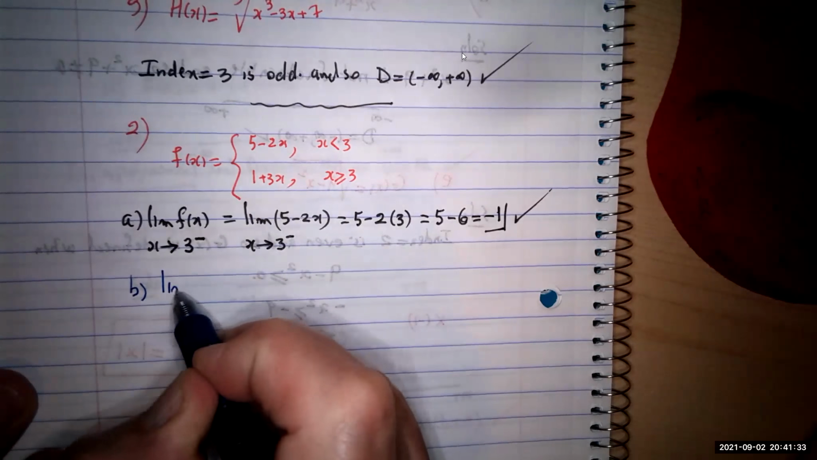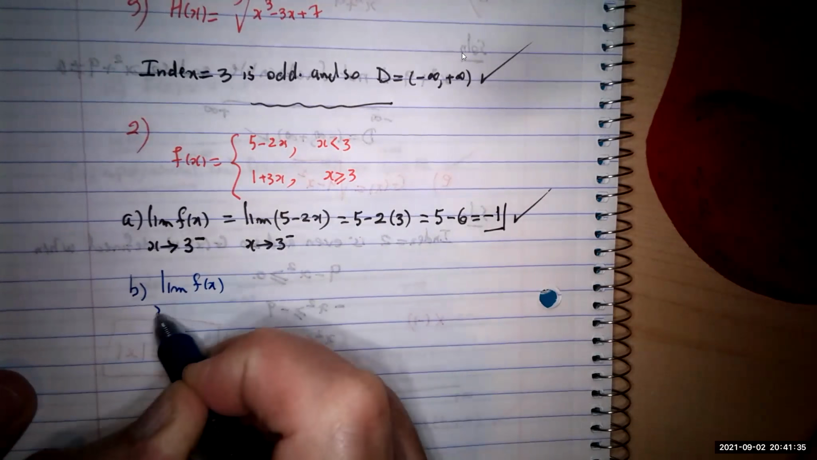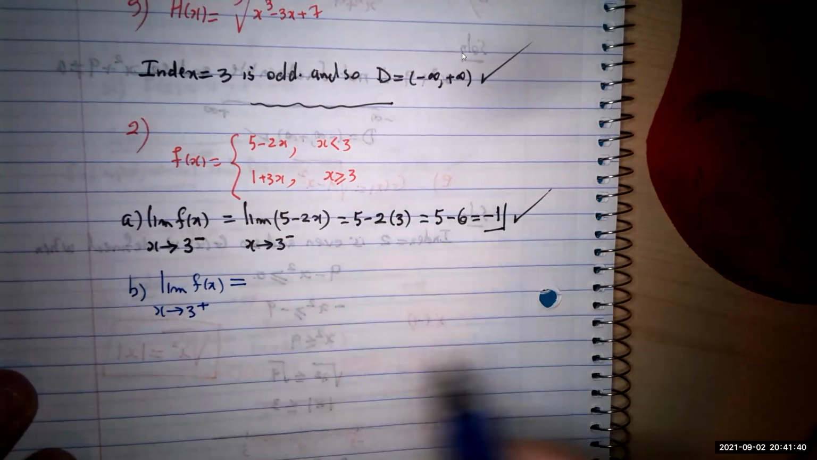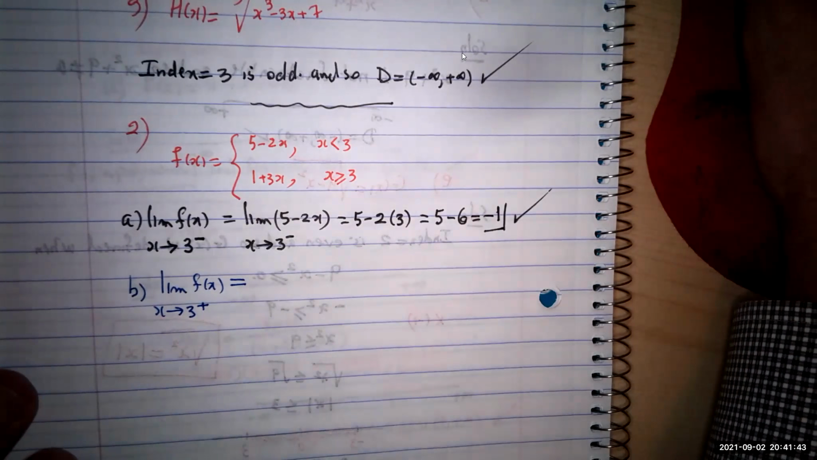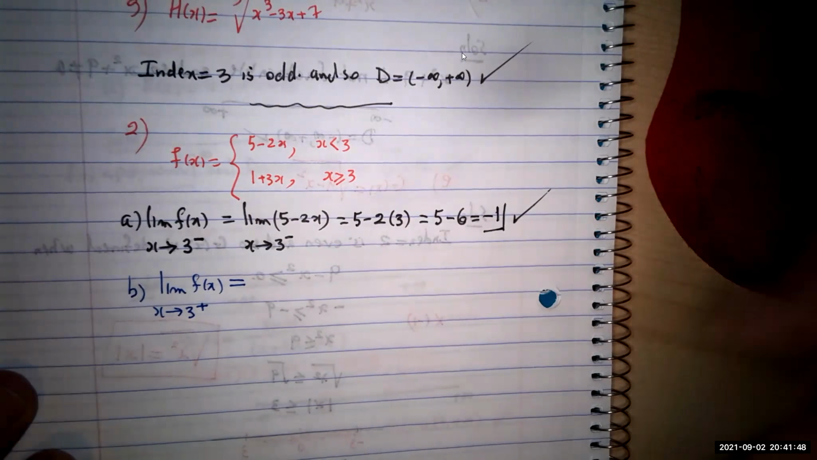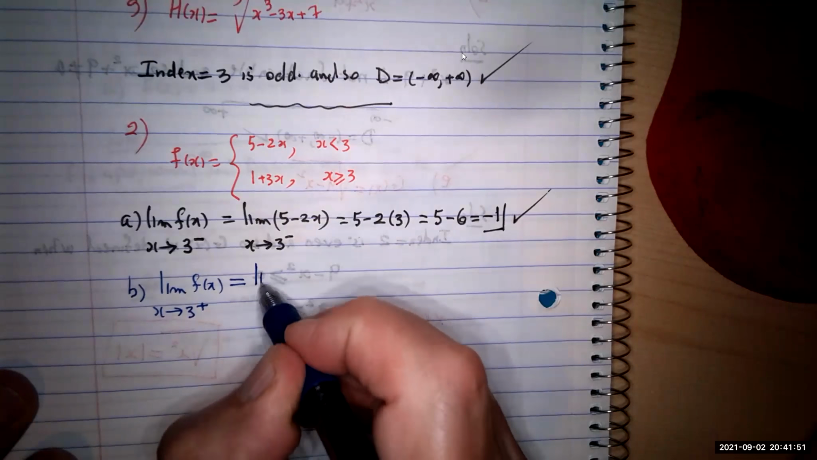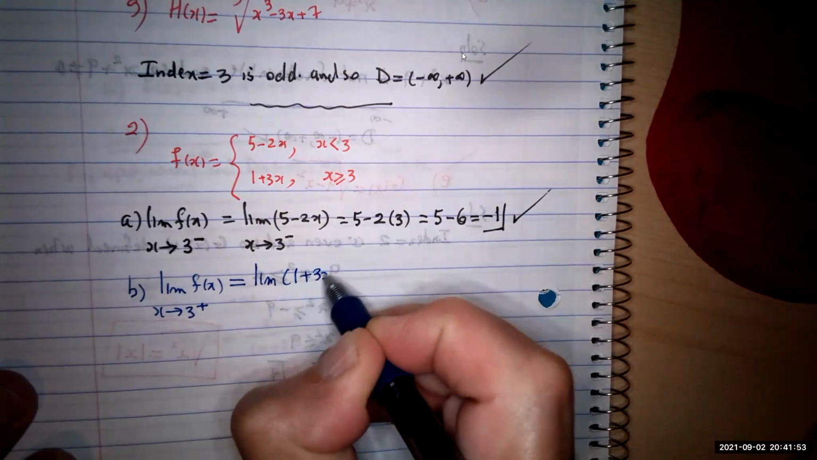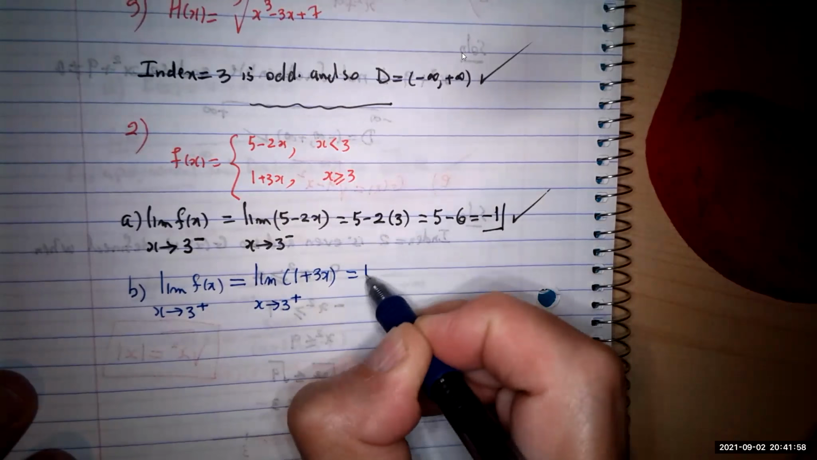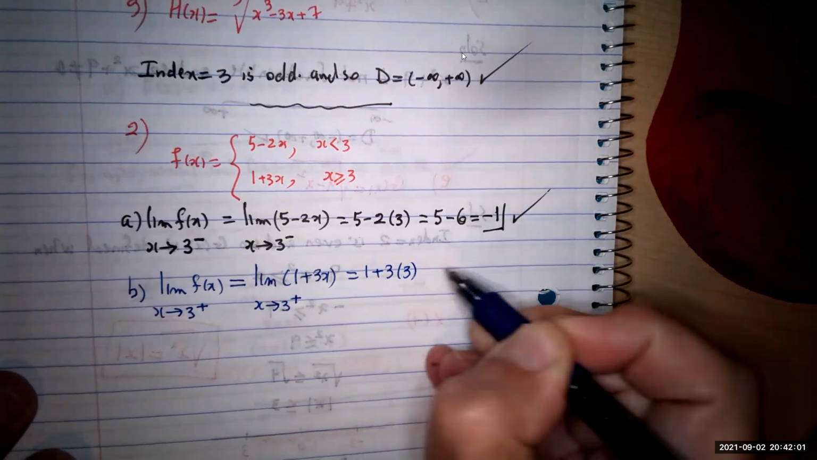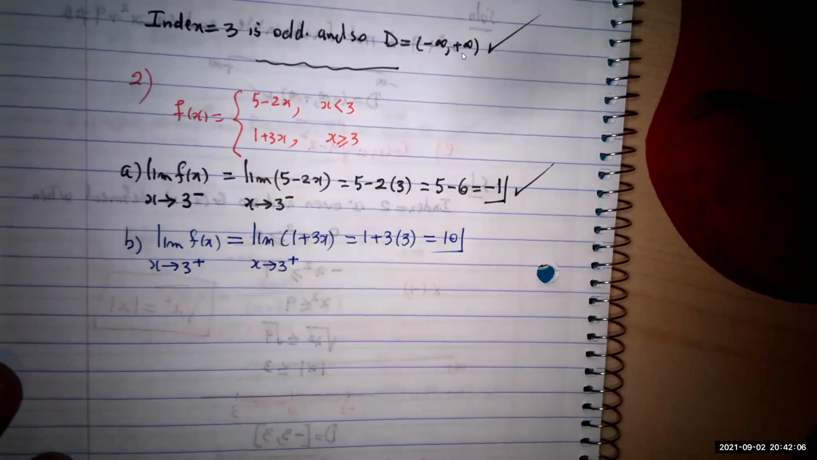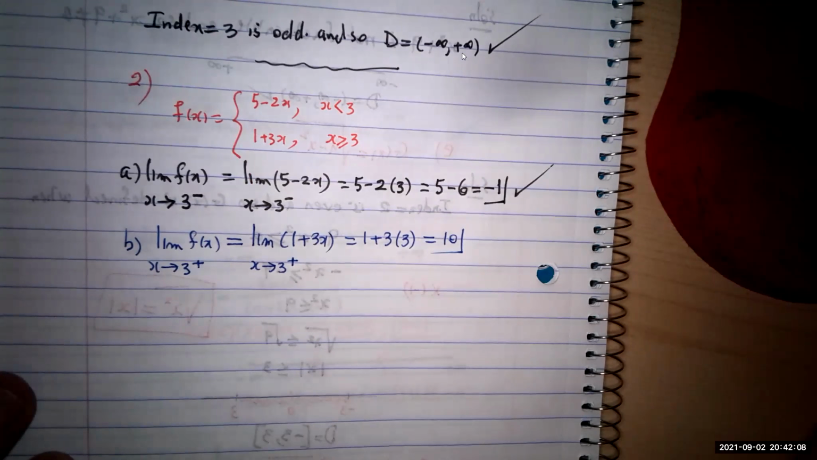Second part. They ask for the limit of f of x when x goes to 3 positive. Again, x goes to 3 positive. What does it mean? Greater than 3. So when x is greater than 3, which part are we going to use? The first part or the second? The second one. So it's the limit of the second, 1 plus 3x, as x goes to 3 positive. The rest is substitution. You replace the x by 3. 3 times 3, 9, plus 1 is 10. So the right limit is 10, and the left limit is negative 1.